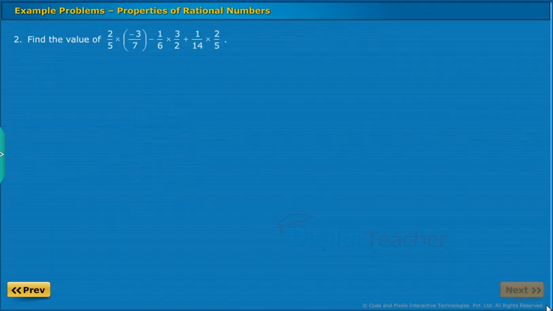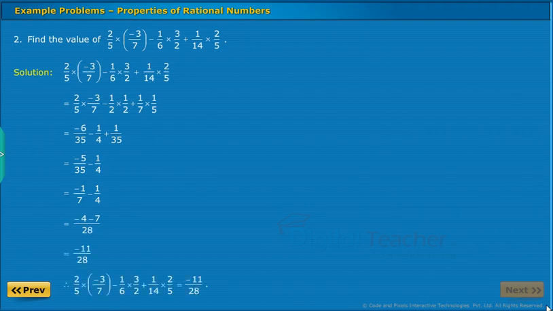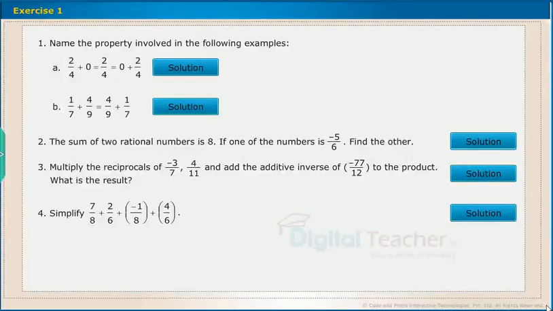Find the value of expression shown on screen. Solution: by solving the given expression, we get as follows. Thus, the value of given expression is minus 11 by 28. Let us solve a few exercise problems. Click the tab to view solution.